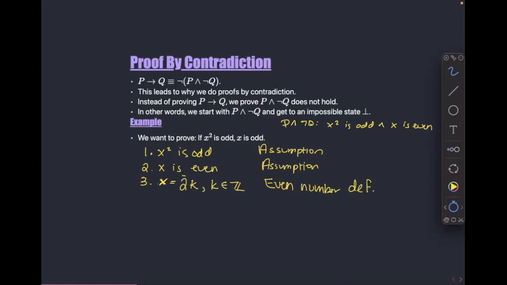And so now that I rewrote X as that, I want to say something about X squared. So that's a good indicator that maybe I want to modify this so that I can get to X squared. So let's go ahead and square both sides. So X squared equals 2K squared.